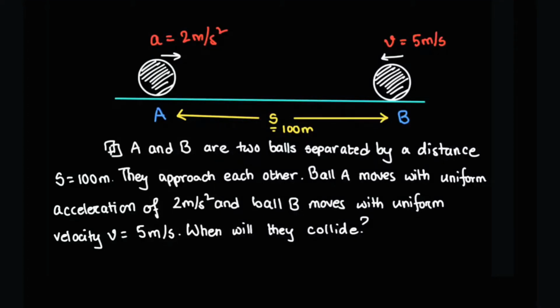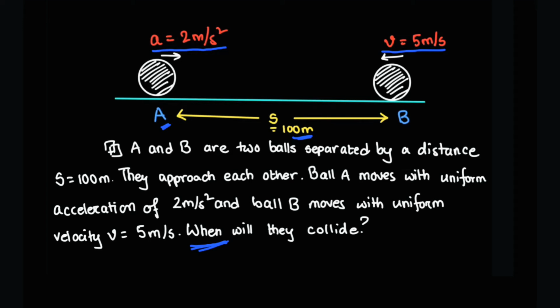So today's classic problem involves the collision of two balls from opposite directions. The question says, two balls A and B are separated by a distance of 100 meters and they approach each other. Ball A moves with uniform acceleration of 2 meters per second squared and ball B moves with uniform velocity of 5 meters per second. Now, when will they collide?